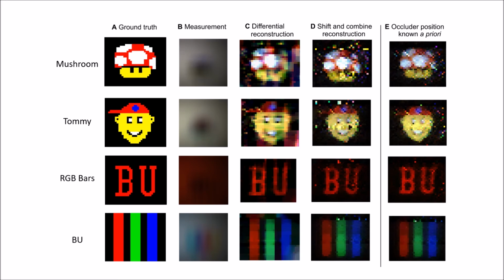It's clear that our technique is able to estimate the hidden occluder's position with sufficient accuracy and also form reconstructions which resolve even small details in the scene of interest, such as the eyes of the mushroom and the blue cross on the hat of Tommy.